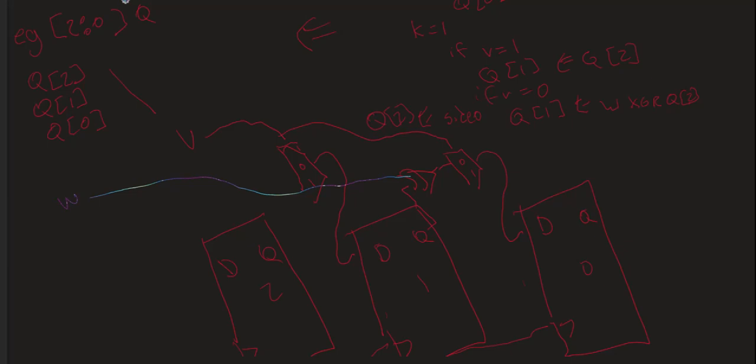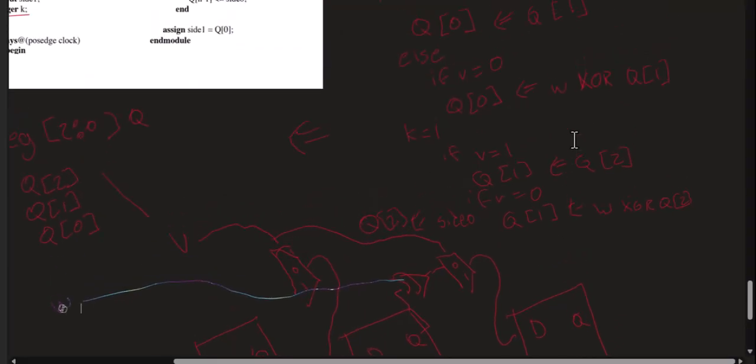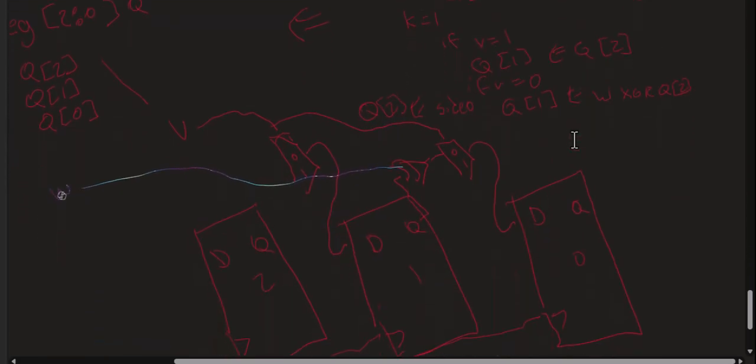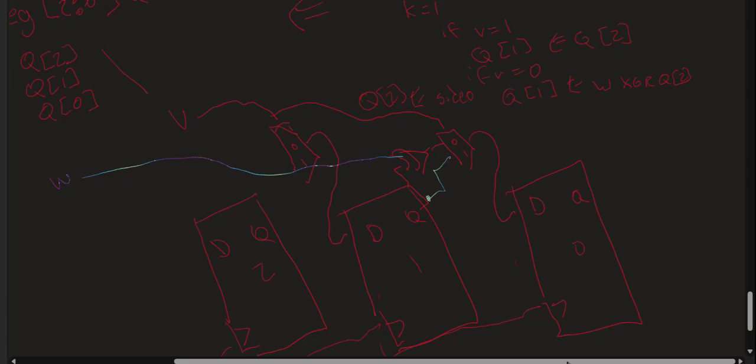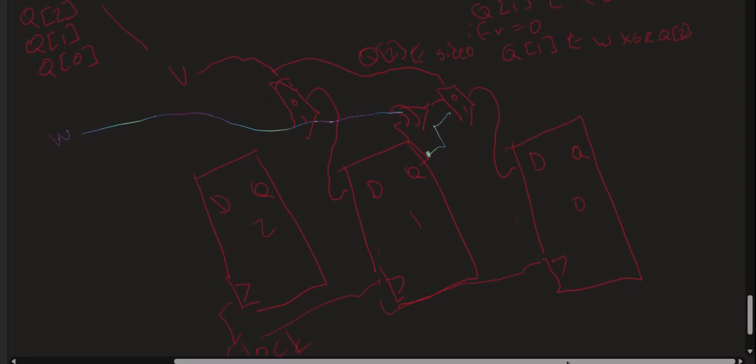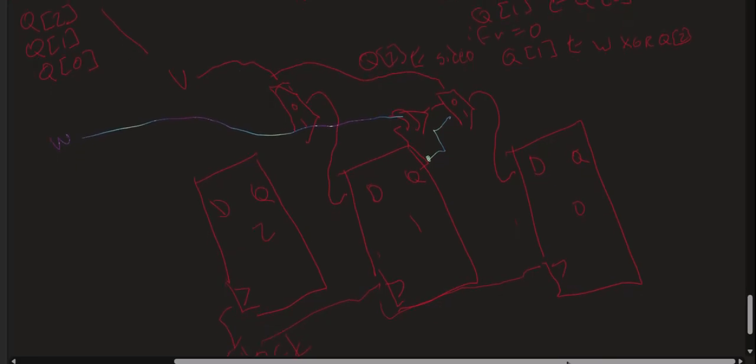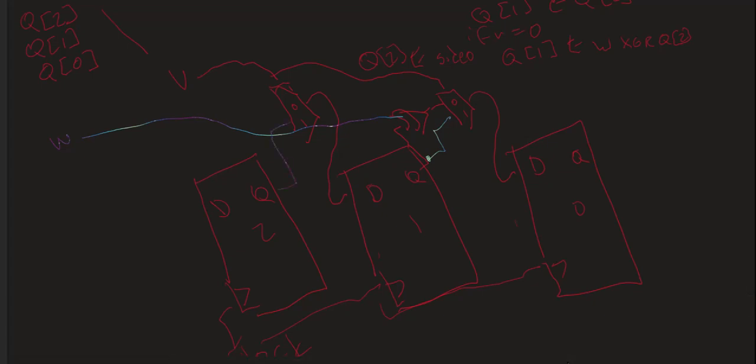And if V equaled 1, it just became equal to Q1. And Q1 did the same thing. If V was 1, it became equal to Q1. Otherwise, it became equal to the exclusive OR of W and Q2.